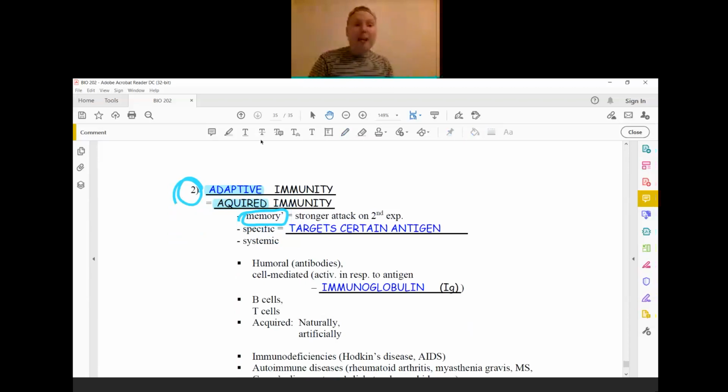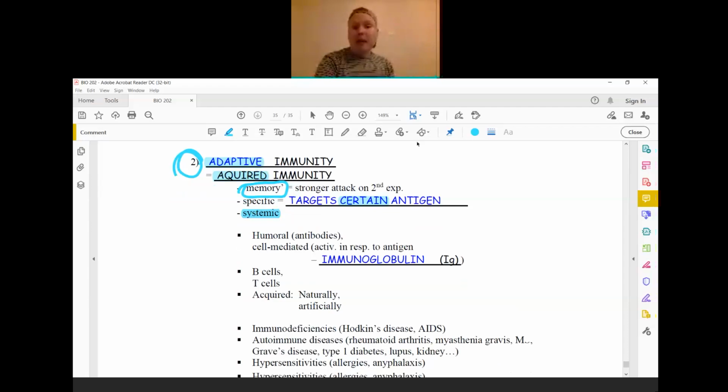So that's why it is very specific. It targets only certain antigens, the antigens that you have met before, certain pathogens. The benefit of that is that it acts throughout your entire body, not just at the site which gets inflamed. It acts throughout your entire body.